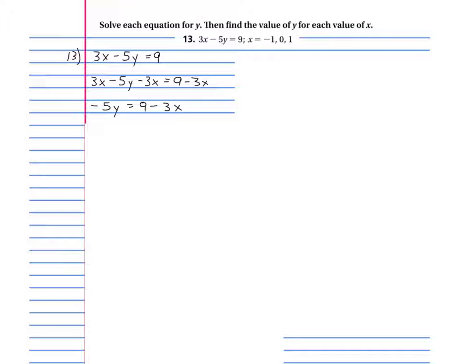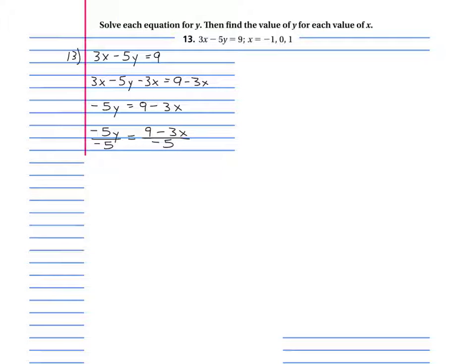Okay. What do we do now? Well, now what's happening to y? It's being multiplied by -5. What's the inverse operation for that? Divide by -5. Okay, so we divide both sides by -5. And of course, the next thing we need to do is to simplify it.